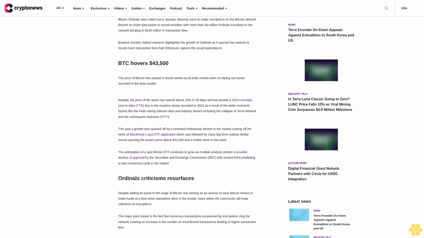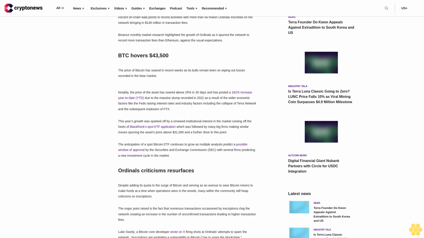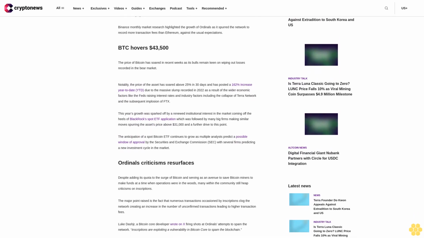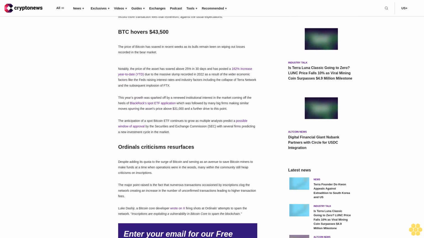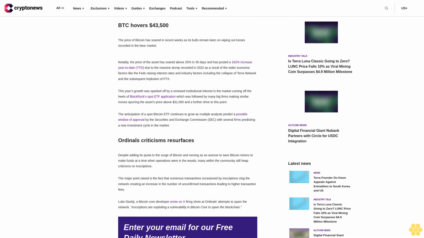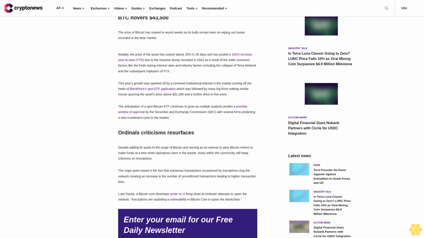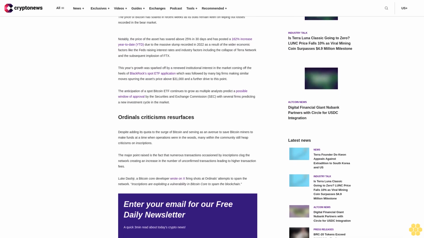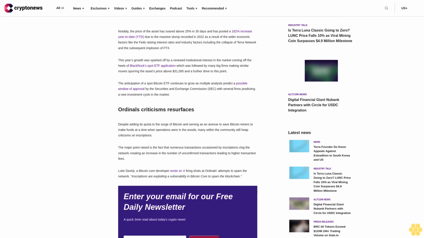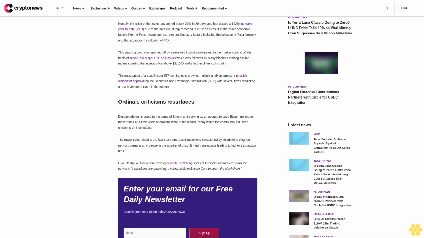Bitcoin Ordinals were rolled out in January, allowing users to make inscriptions on the Bitcoin network. Recent on-chain data points to record activities with more than 48 million Ordinals inscribed on the network, bringing in $149 million in transaction fees. Binance Monthly Market Research highlighted the growth of Ordinals as it spurred the network to record more transaction fees than Ethereum, against the usual expectations.